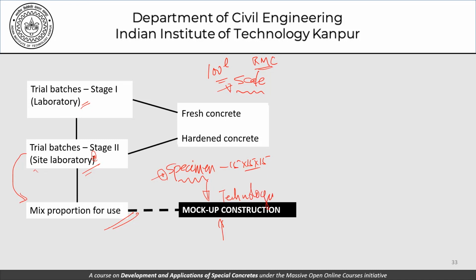Again, doing mock-up construction is an expensive affair. It will take some money, but that's a small amount compared to the total cost of the project. While you're doing the mock-up, the mix proportions can be revised. If something happens in the mock-up and it turns out that the water should be reduced or increased, cement should be increased or reduced, or some admixture should be adjusted, whatever it is, you can revise the mix proportions.